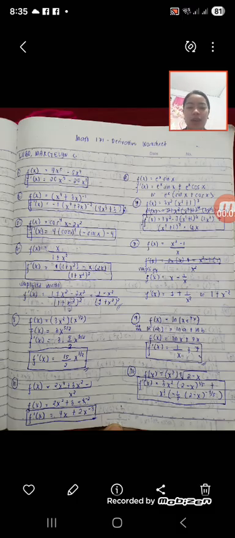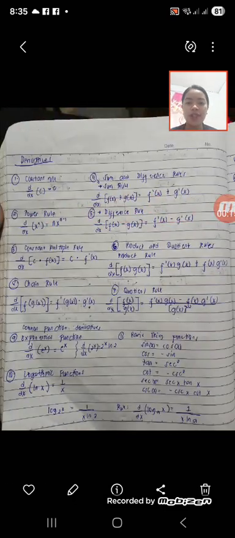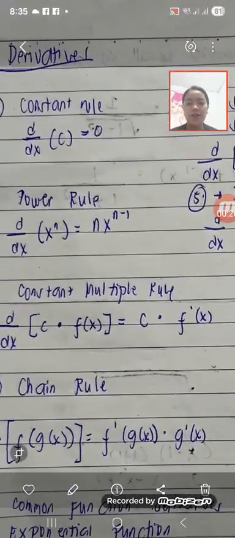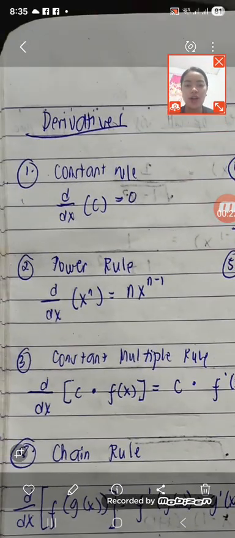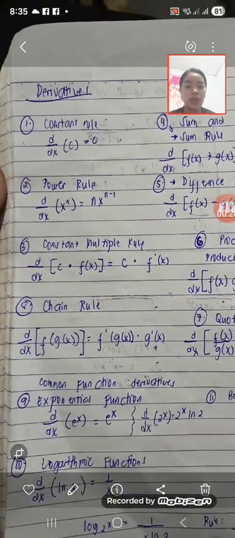Today, I will be going to share with you about how I differentiate these given functions. But first things first, let us recall the rules of the derivatives. So first one, we have here a constant rule. When you have any number, the derivative of that is equal to 0.